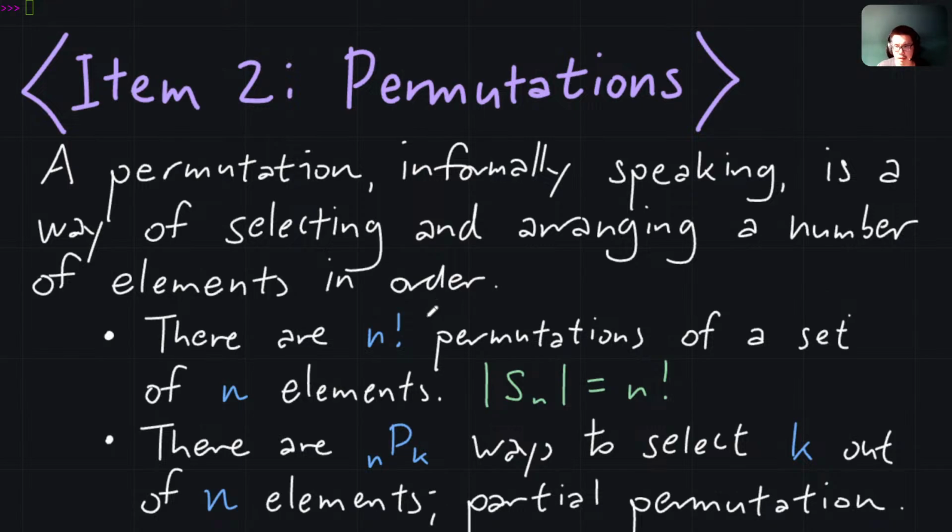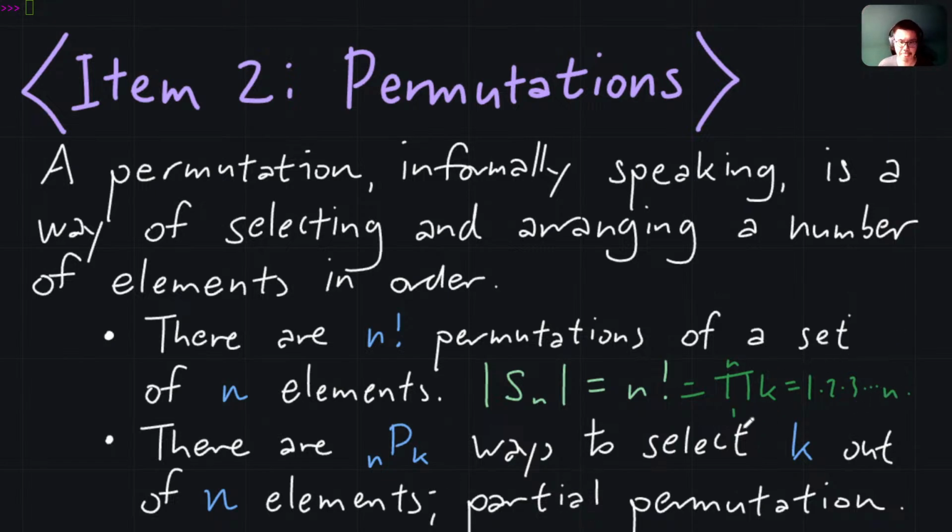This leads to item 2, called permutations. So informally speaking, a permutation is a way of selecting and arranging a number of elements in order. For example, there are n factorial permutations of a set of n elements. So that means, in more formal language, the cardinality of the symmetric group on n elements is n factorial. And n factorial is just the product from k equals 1 to n of k, which expands to 1, 2, 3, and so on, up to n.